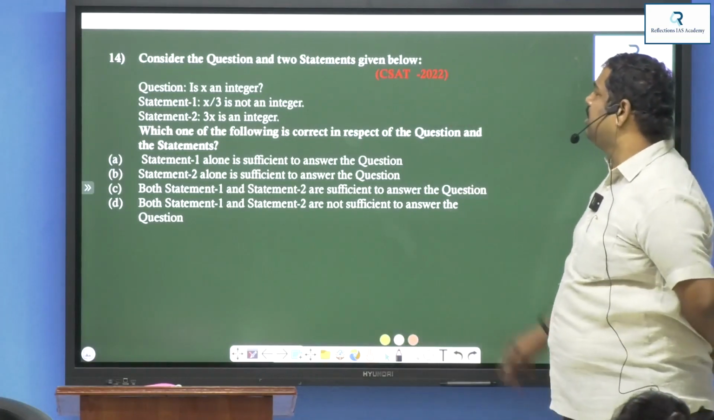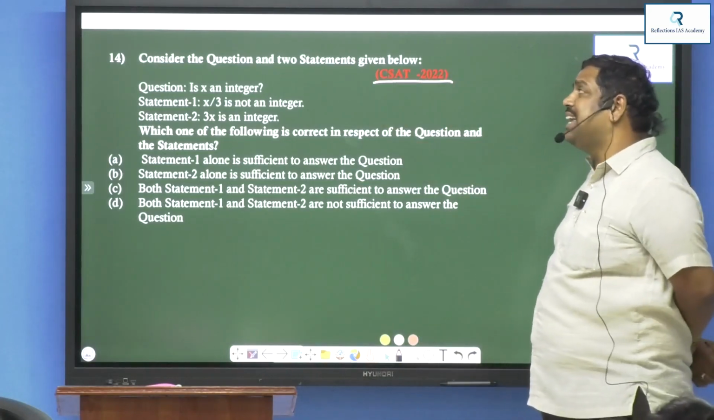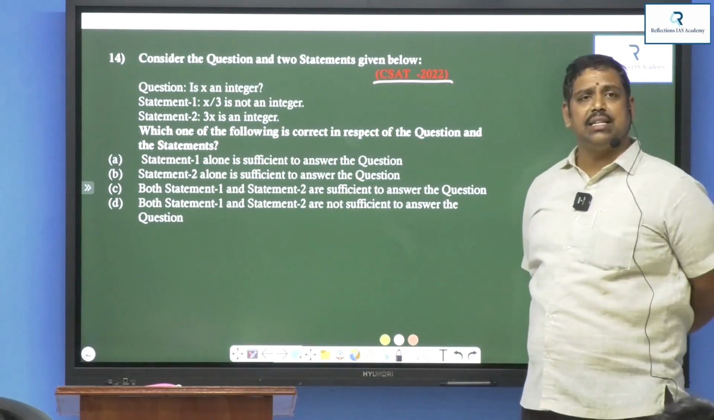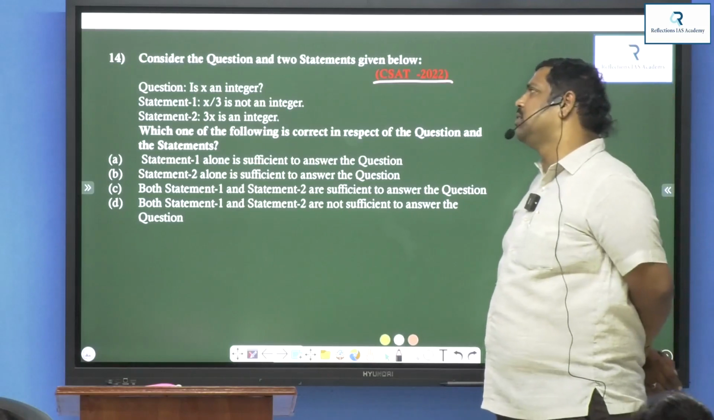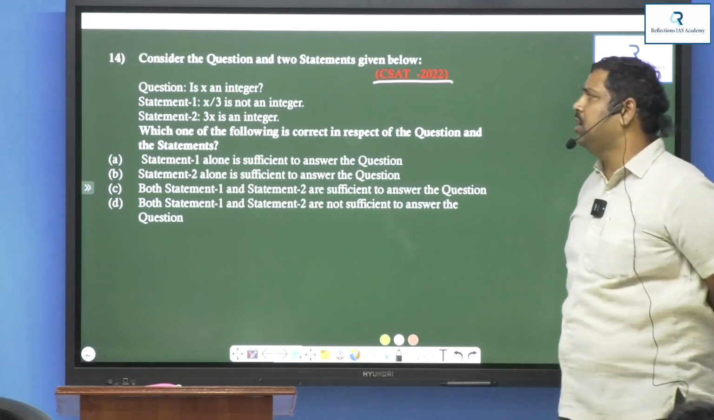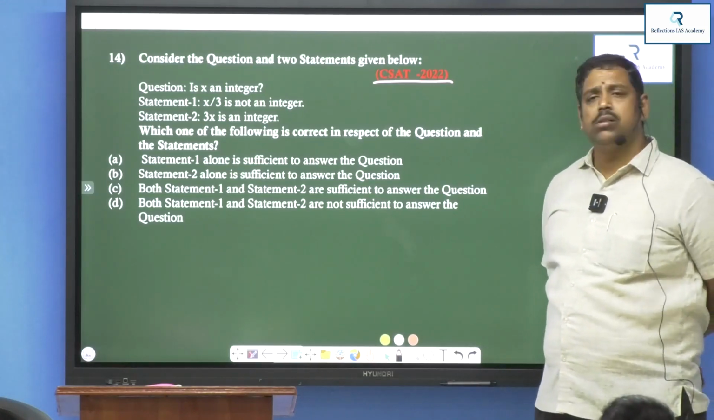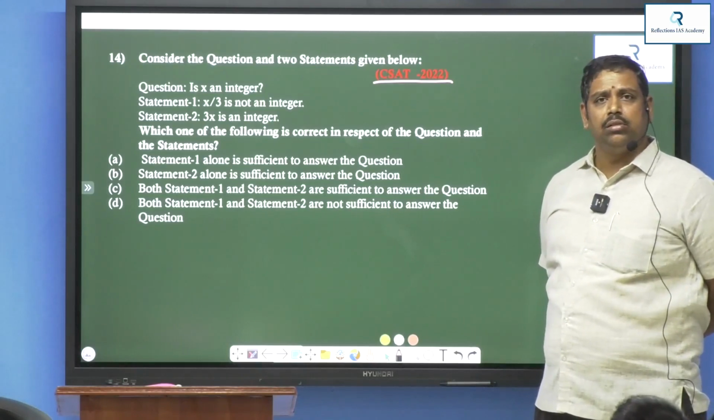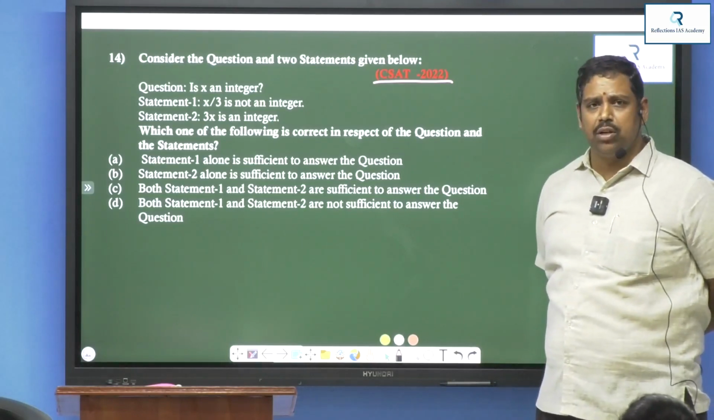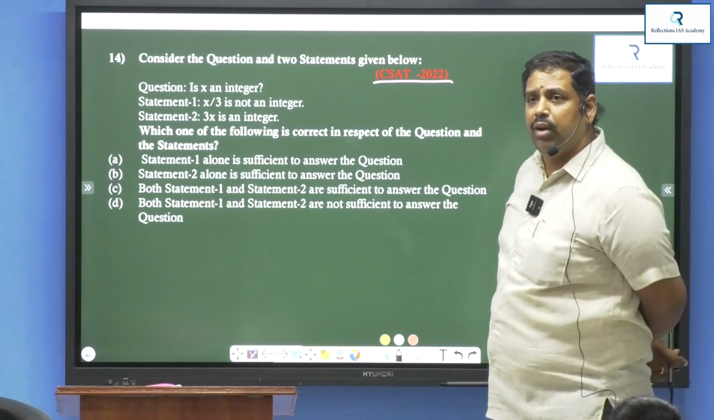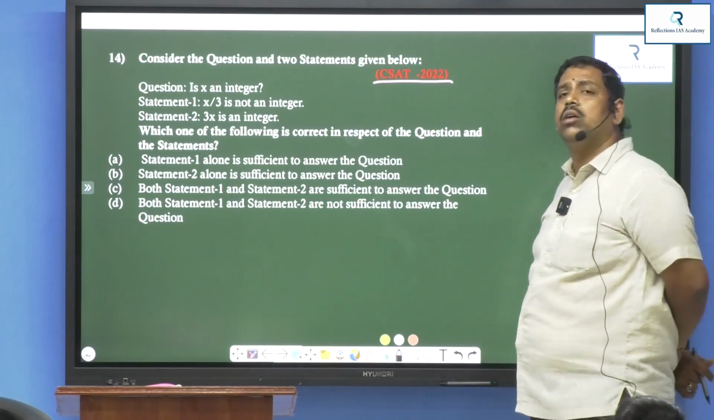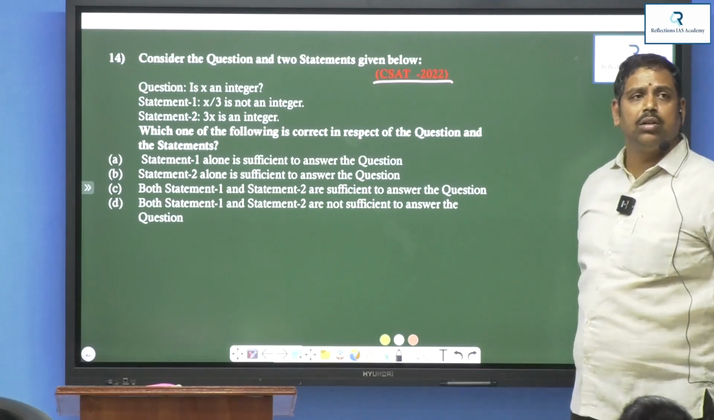CSAT 2022. Is X an integer? He is asking whether X is an integer or not. Statement 1: X by 3 is not an integer. Yeah, what do you answer for this question here? What is the answer that you got for this question? 1 alone? What is the remaining?